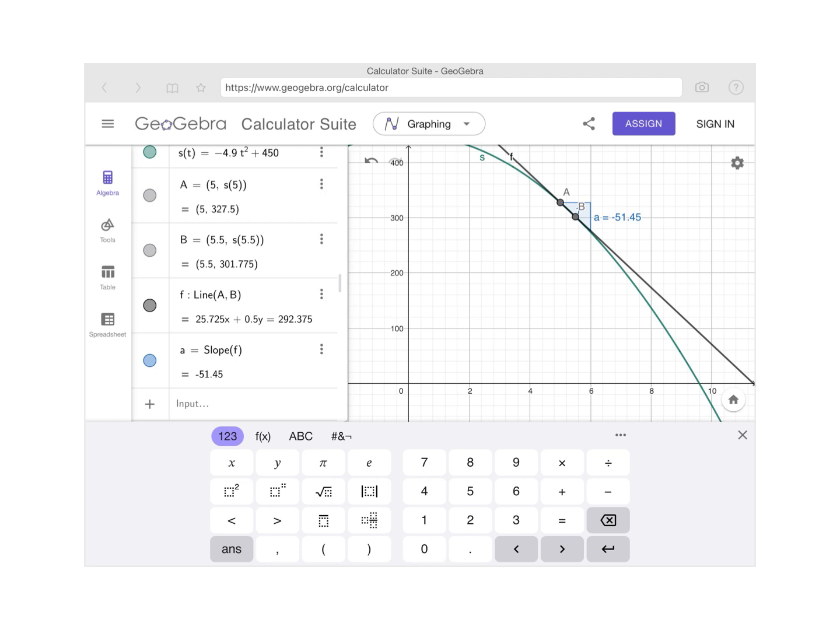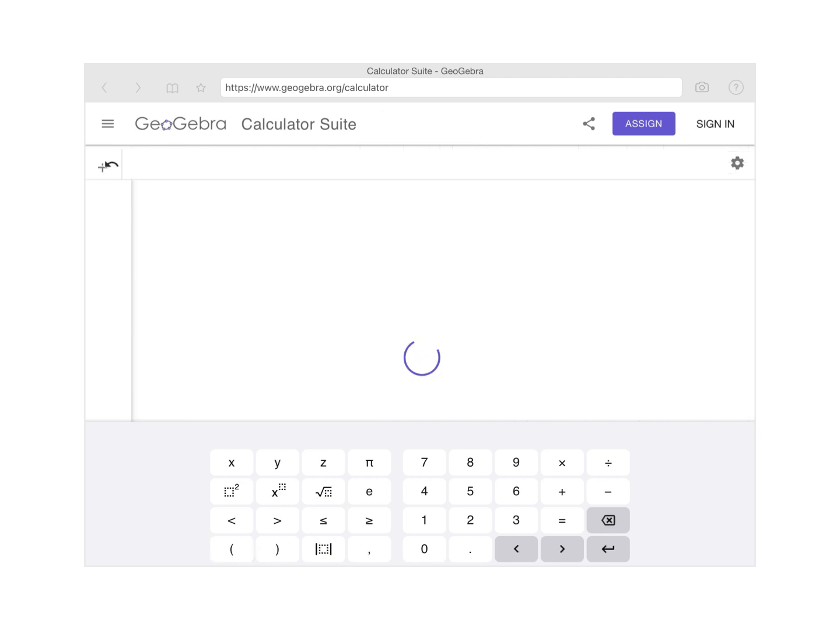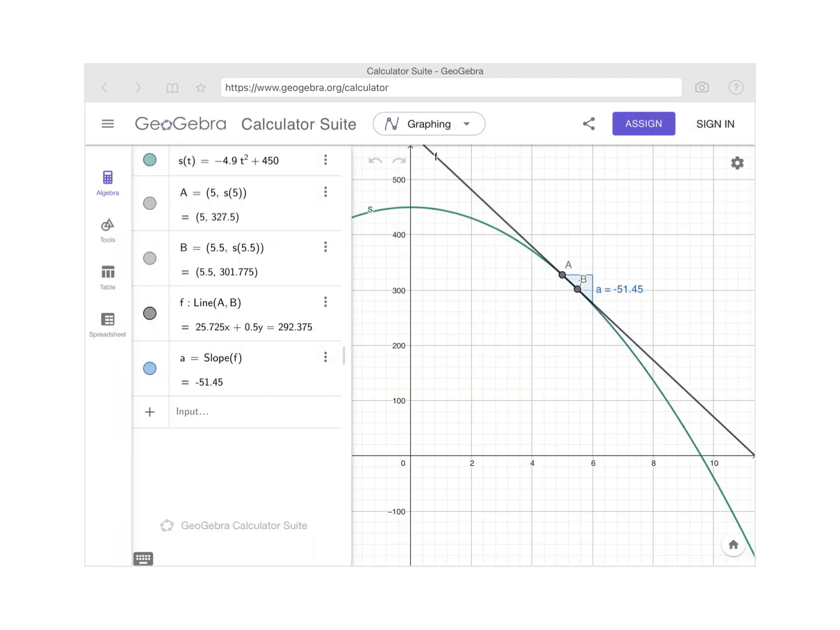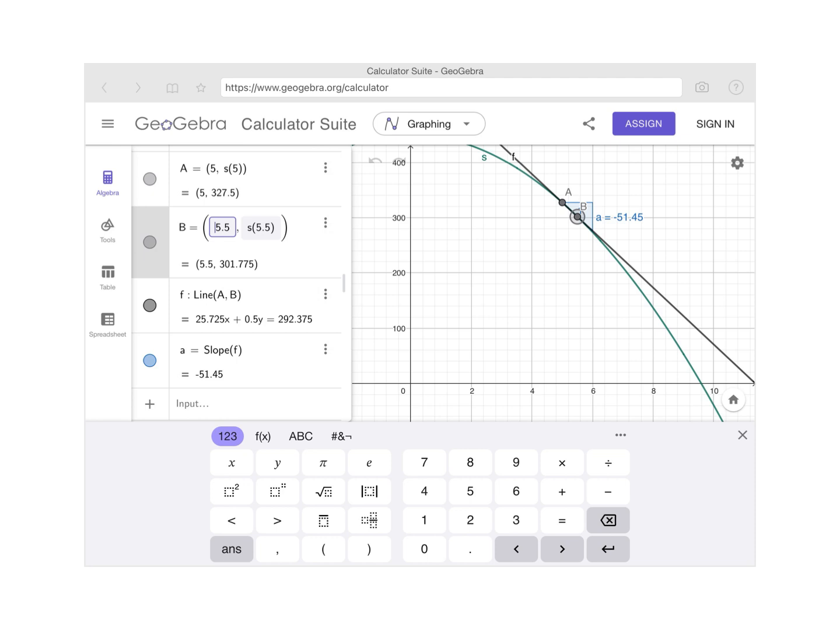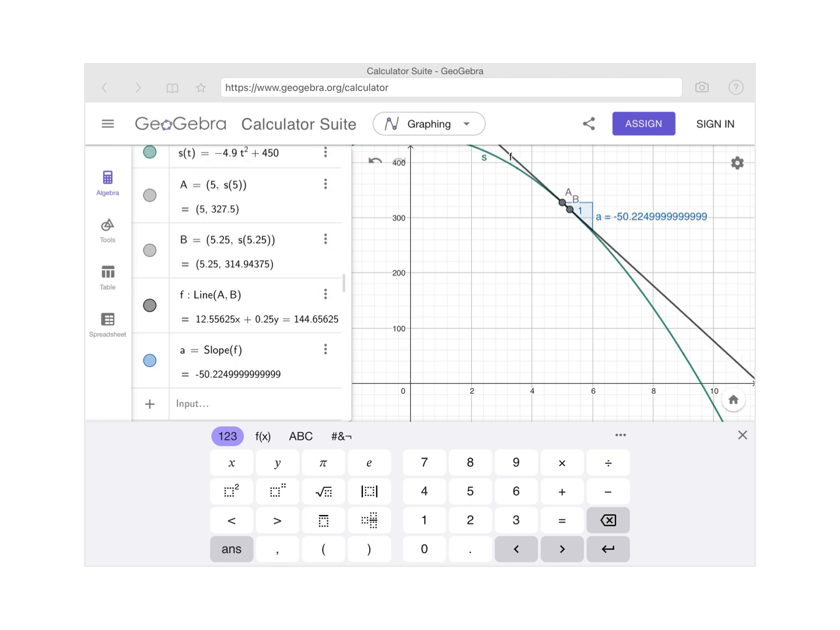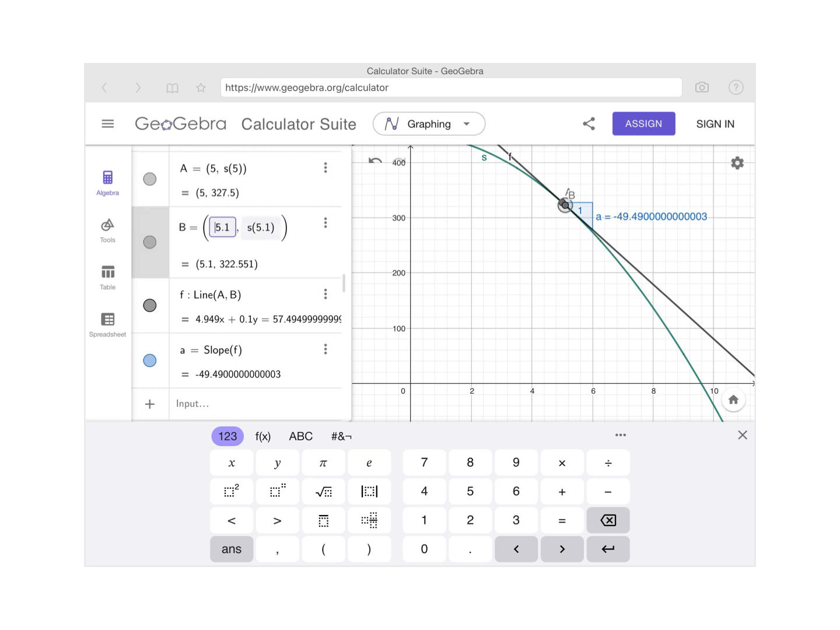So let's go ahead and make that interval even smaller. So instead of 5.5, let's make it 5.25. Okay, and now my slope is negative 50.2249. Let's make the interval even smaller. Let's make it 5.1. Okay, and now my slope is negative 49.49000003. Let's make it even smaller. Let's make it 5.01.